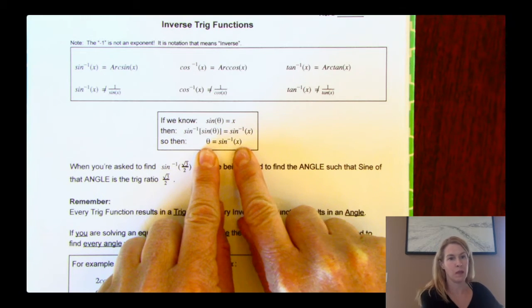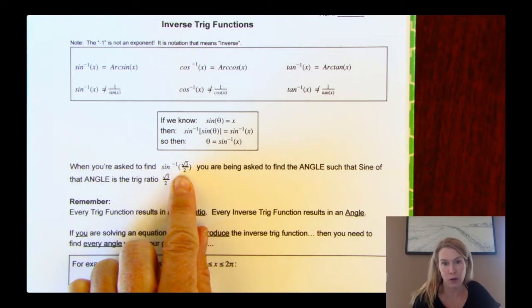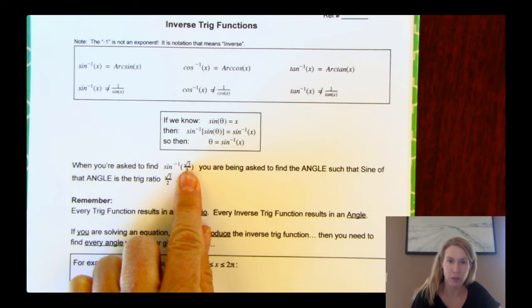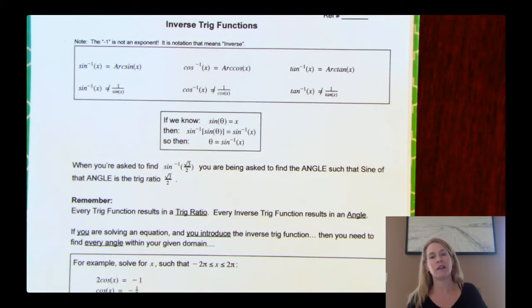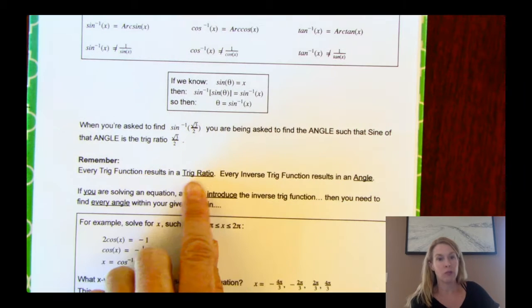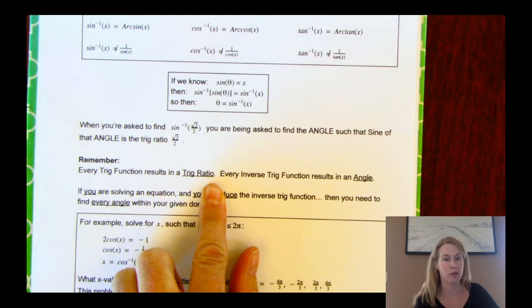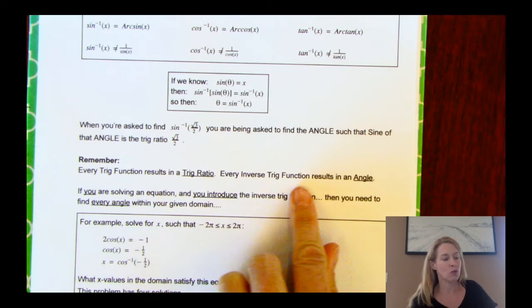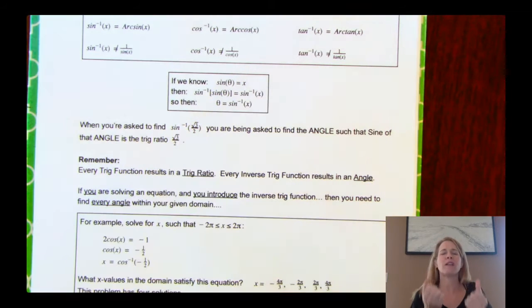So, for instance, if you're asked to find the sine inverse of root 3 over 2, remember root 3 over 2 is the trig ratio. So we're being asked to find the angle such that the sine of that angle gives us that trig ratio of root 3 over 2. So please remember, every trig function results in a trig ratio. The cosine of theta will give you some adjacent over hypotenuse. But every inverse trig function results in an angle. Just like here, we wanted sine inverse of root 3 over 2. What is the angle that gives us that value?